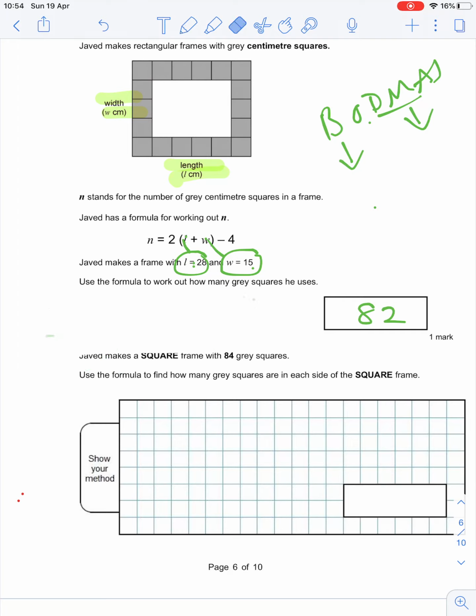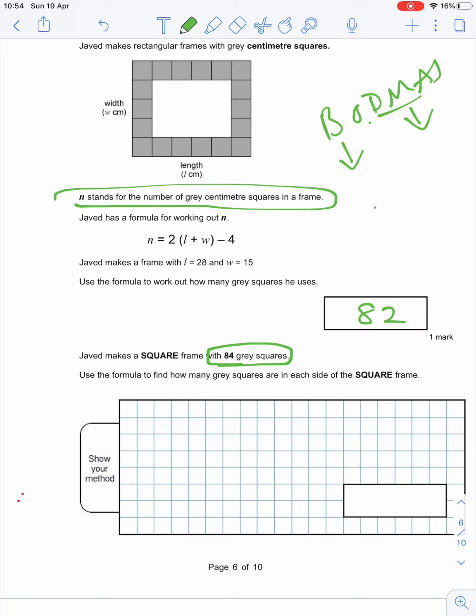Just get rid of that because it's hard to read. At any time you're not sure, just go back over it. Have a look. Okay, Javid makes a square frame with 84 grey squares. So we know this time we've got 84 grey squares. We're not trying to find out how many squares, they've told us. N stands for the number of grey centimetre squares in a frame. So this time we know this bit. So we've got 84 equals 2 times L plus W, minus 4. Okay, but they tell us something else as well. It's a square frame.